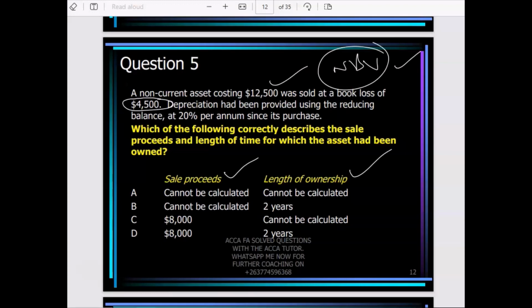Therefore, we can't tell the length of ownership, or the period the asset was used by the business. So you can see that the possible answer here is A. Ladies and gentlemen, this is how you need to know to attack these questions. You mustn't panic. You just have to relax and think about what is going on. All right, let's move on to the next question.